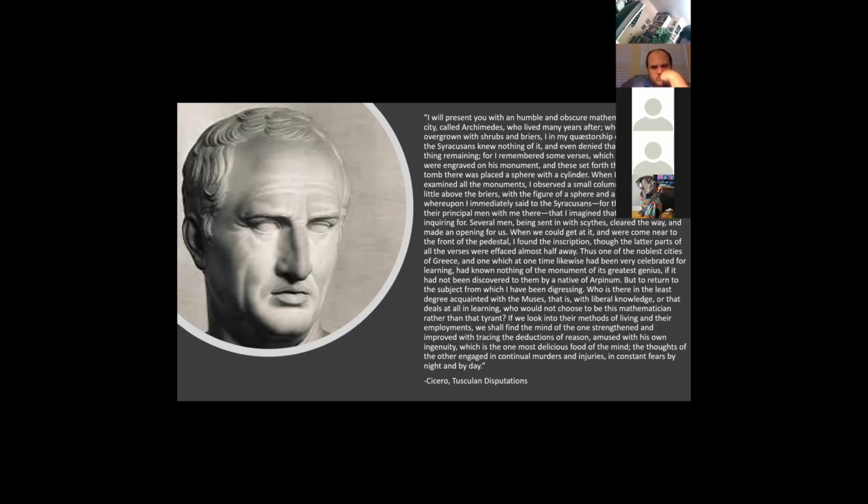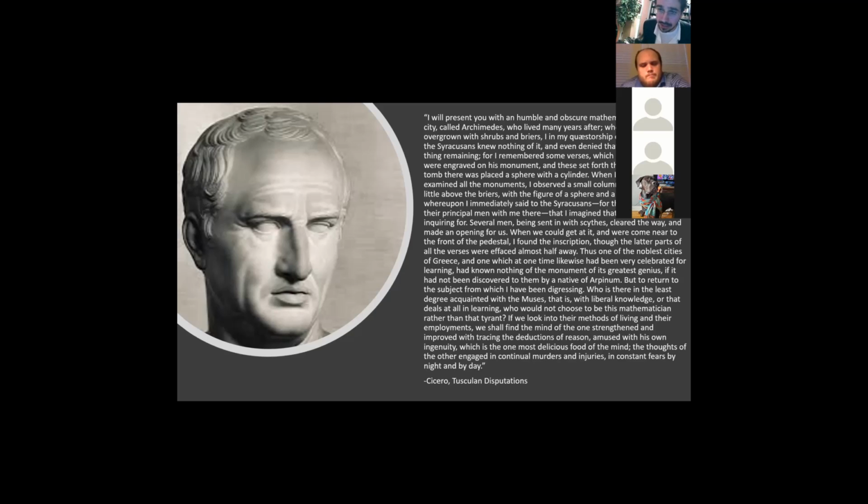Several men, being sent in with scythes, cleared the way and made an opening for us. When we could get at it and were come near to the front of the pedestal, I found the inscription, though the latter parts of the verses were effaced almost halfway. Thus, one of the noblest cities of Greece, and one which at one time likewise had been very celebrated for learning, had known nothing of the monument of its greatest genius, if it had not been discovered to them by a native of Arpinum.